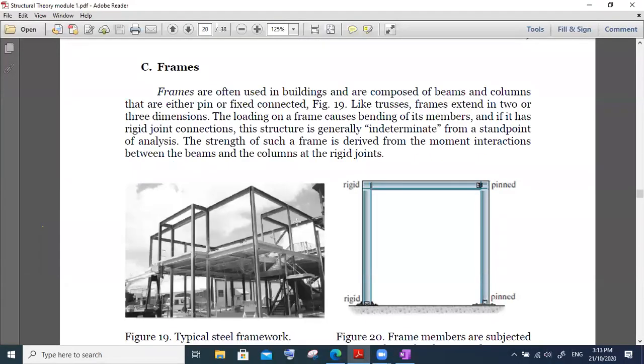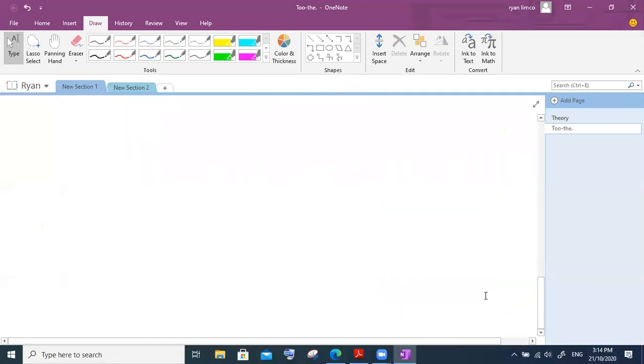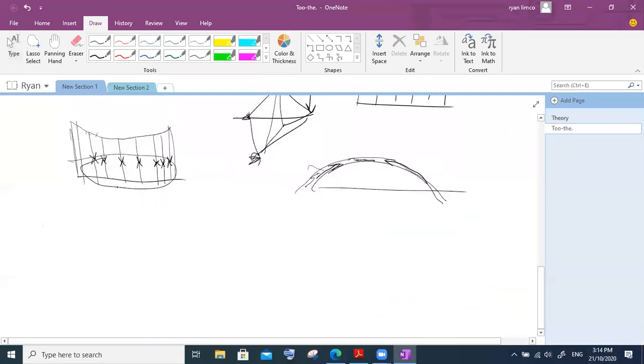Okay, so let's proceed with the frames. See, frames naman are often used in buildings that are composed of beams and columns that are either pin or fixed connected. Pag sinabing frame, this is a combination of a column and a beam. So this is a column, or so that is a column fixed. This is a beam and a column. Yan. And this is referred to as a rectangular frame.